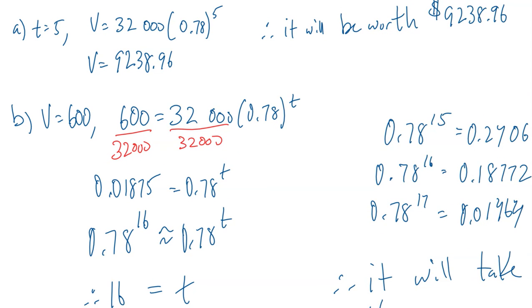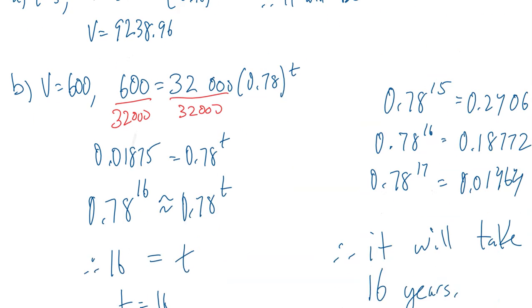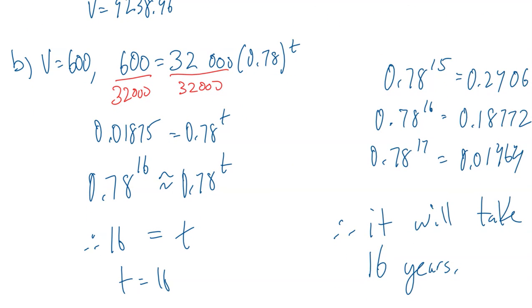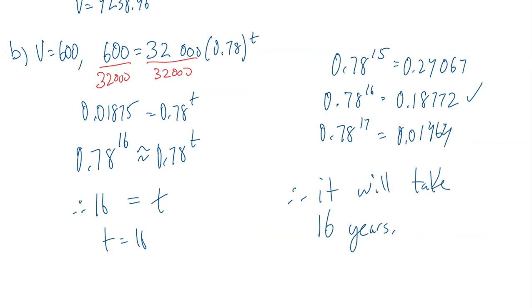Just listen. Then it says, how long until the car is only worth $600? So again, that's when the value is 600. I plugged 600 in on the other side, divided by 2,000, worked my way down, and you can see my list over on the side of where I found my numbers. So I got to 15, 16, 17, and I'm trying to get 0.01875, and I got 0.01877. So I got fairly close at 16.